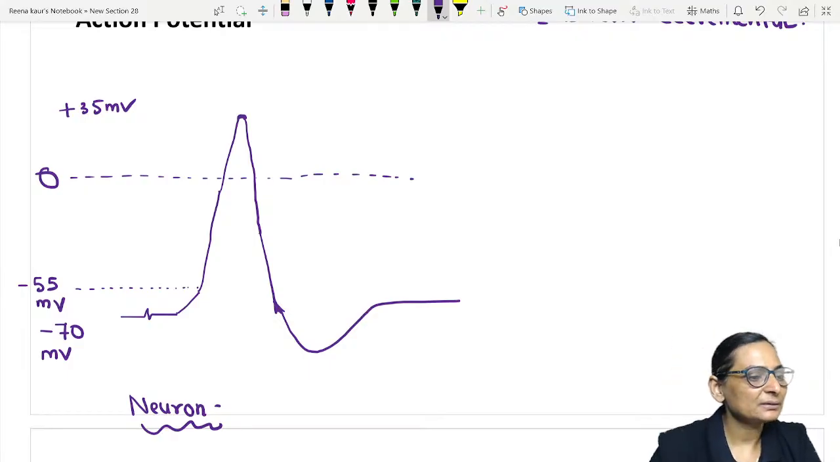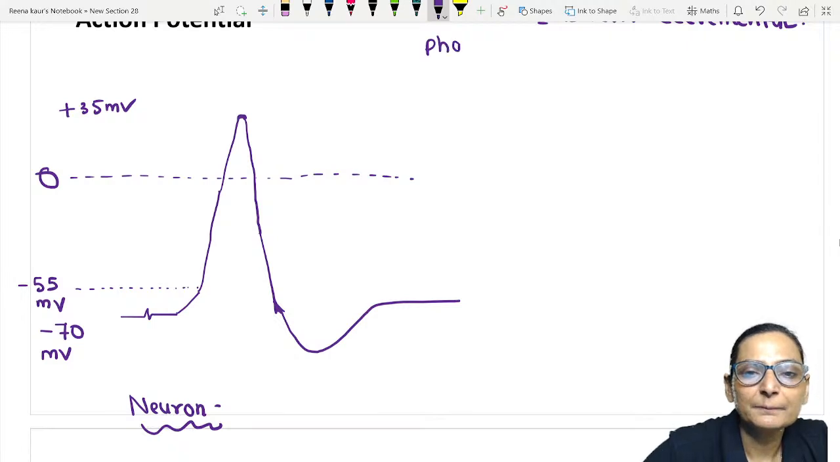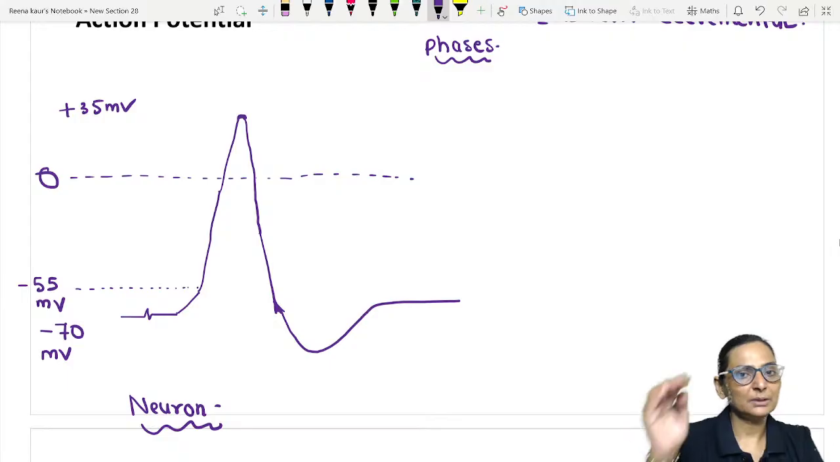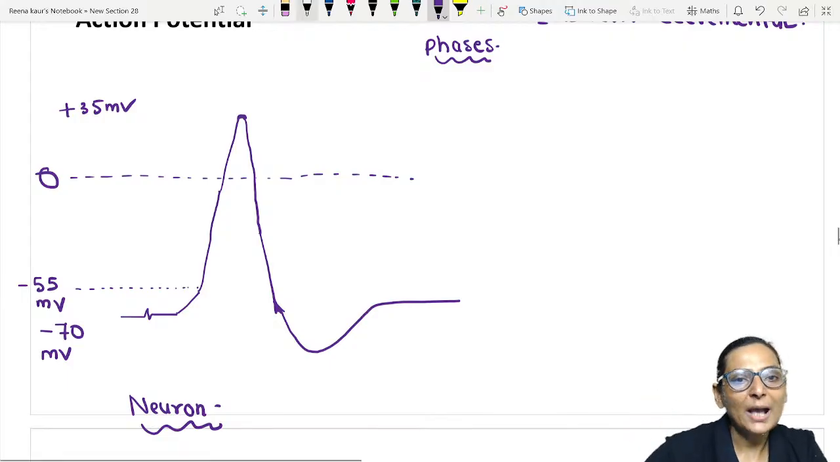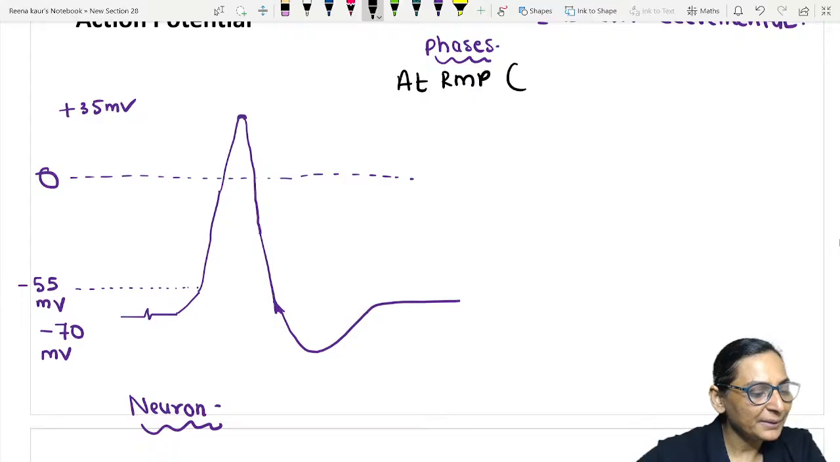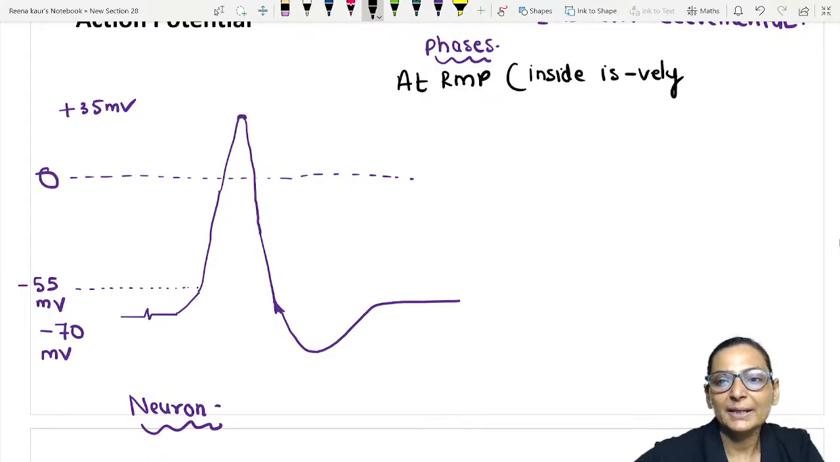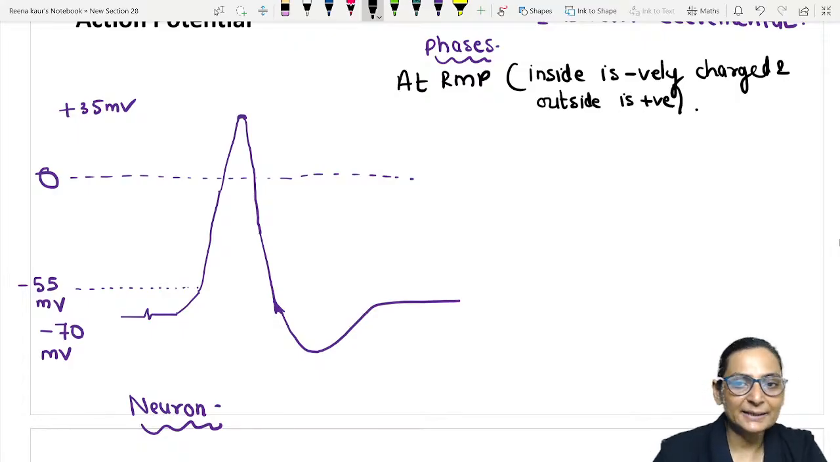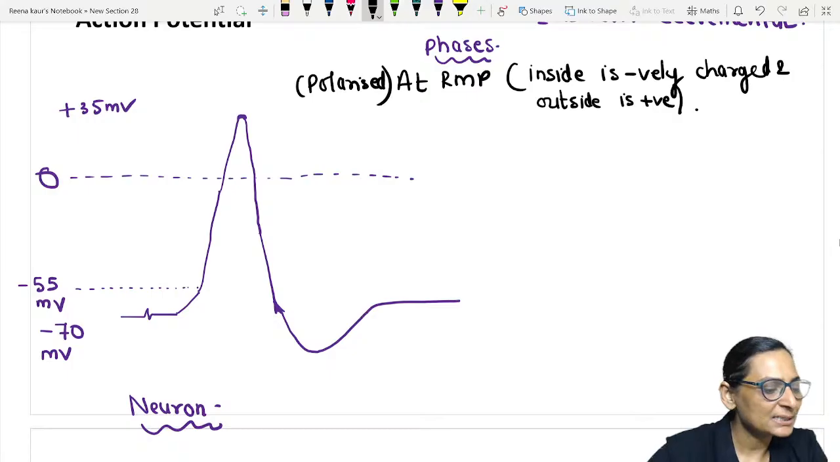Now let us first know the phases, and once we know the phases, we will study the causes or the ionic bases. Now, as we know, at resting membrane potential, that means when it is not stimulated, which we also call the polarized state, the membrane from the inside is negatively charged and outside is positive. This stage of RMP is called polarized. You have to know these terms. इसको ऐसे लिखना ही पड़ता है हमको. It is called polarized, right?